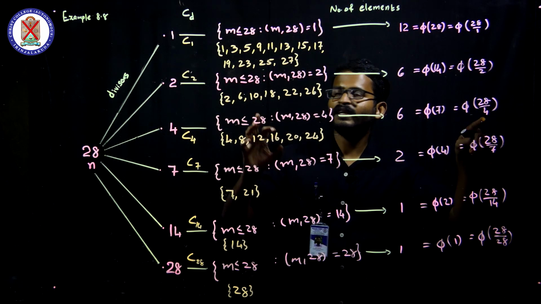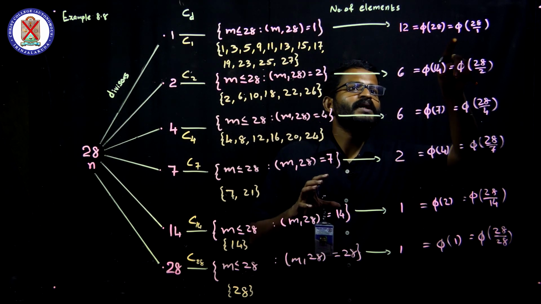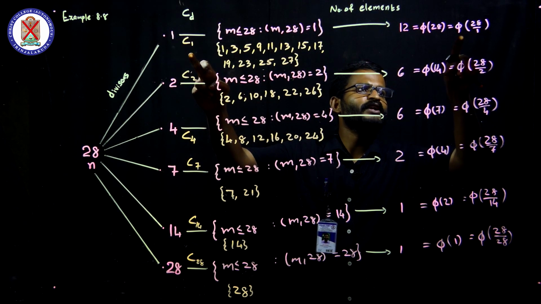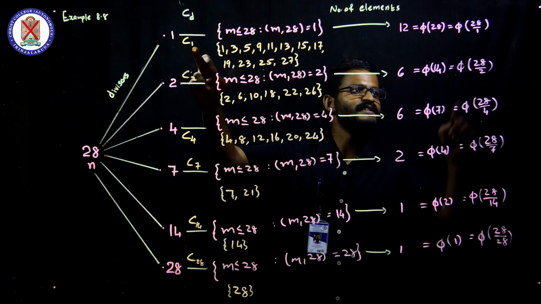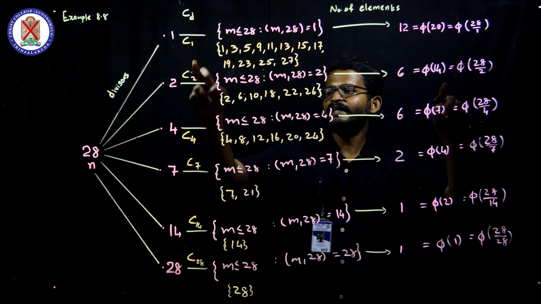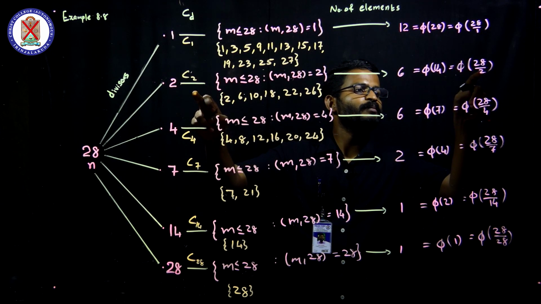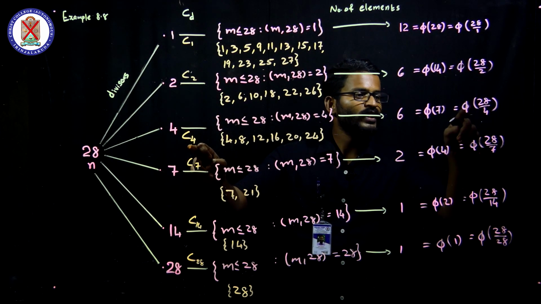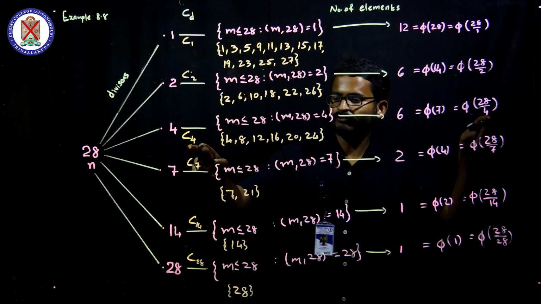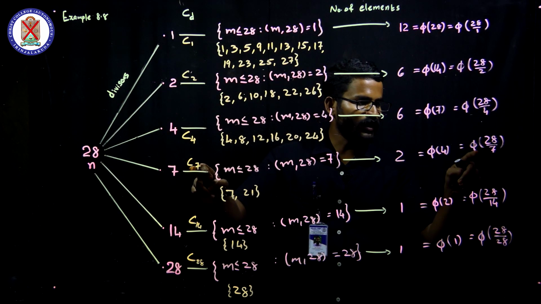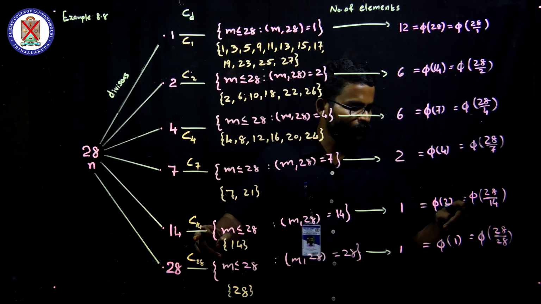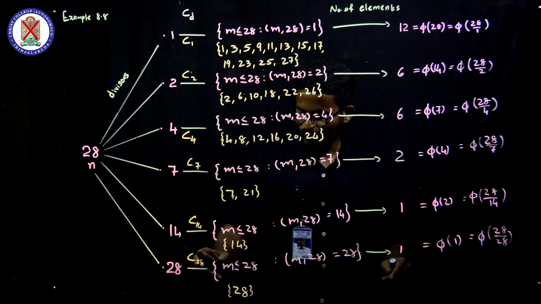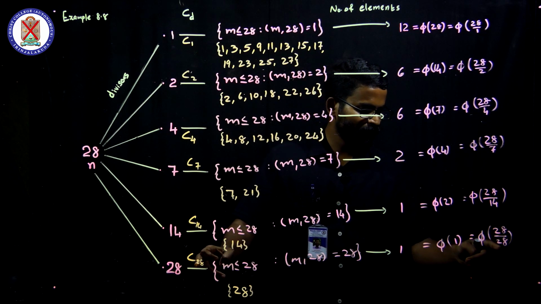What I mean is that the number of elements in C1 is phi of 28 by 1. This divisor is here the denominator. In C2, phi of 28 by 2. This C4, phi of 28 by 4. Then C7, phi of 28 by 7. In C14, phi of 28 by 14. C28, phi of 28 by 28.